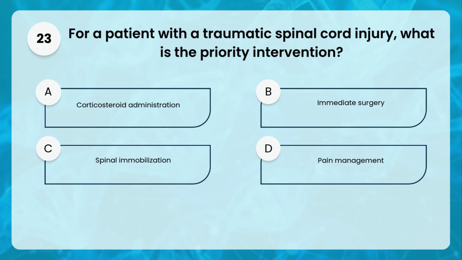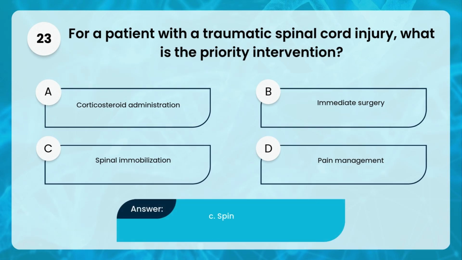23. For a patient with traumatic spinal cord injury, what is the priority intervention? A. Corticosteroid administration, B. Immediate surgery, C. Spinal immobilization, or D. Pain management. The answer is C. Spinal immobilization.